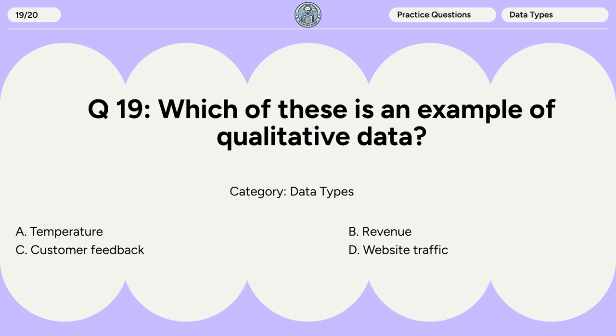Question 19. Which of these is an example of qualitative data? A. Temperature. B. Revenue. C. Customer feedback. D. Website traffic.